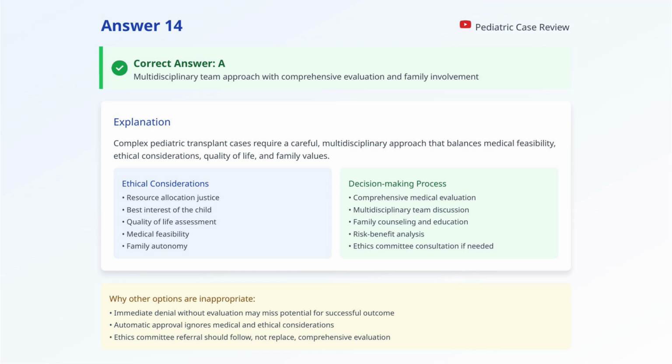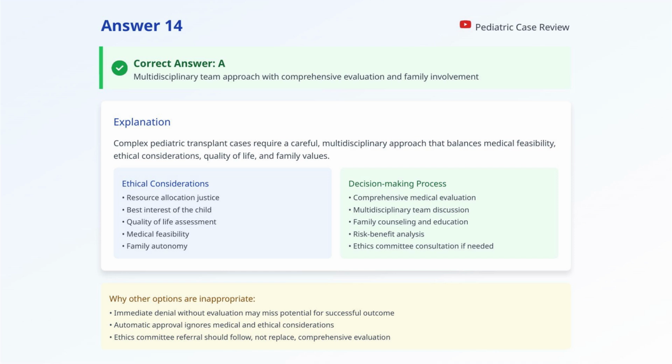Complex pediatric transplant cases require a careful, multidisciplinary approach that balances medical feasibility, ethical considerations, quality of life, and family values. Ethical considerations include resource allocation justice, best interest of the child, quality of life assessment, medical feasibility, and family autonomy. The decision-making process includes comprehensive medical evaluation, multidisciplinary team discussion, family counseling and education, risk-benefit analysis, and ethics committee consultation if needed. The other options are inappropriate because immediate denial without evaluation may miss potential for successful outcome.